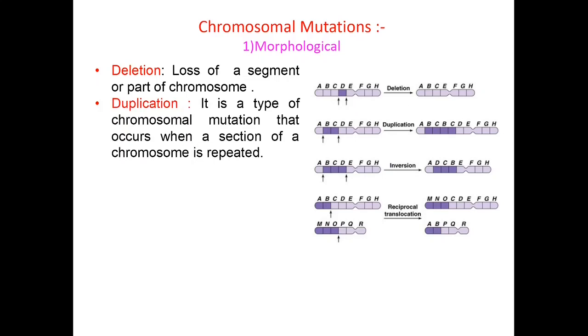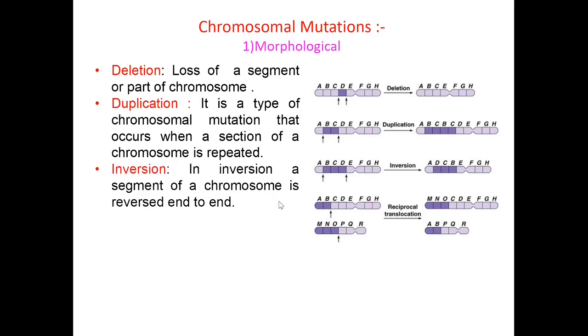Now, duplication. It is a type of chromosomal mutation that occurs when a section of a chromosome is repeated. Again, it is quite clear in this diagram. BC is the segment. It is now repeated, BC, BC. So this is the duplication. Next is inversion. In inversion, a segment of a chromosome is reversed end to end. This is BCD.